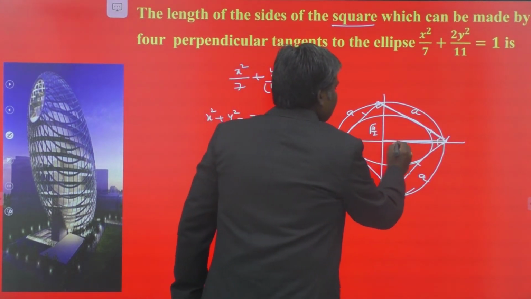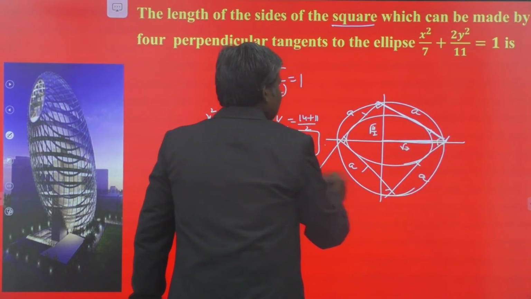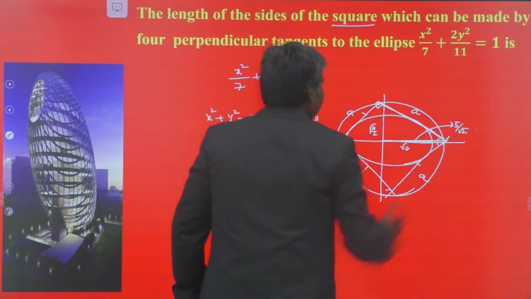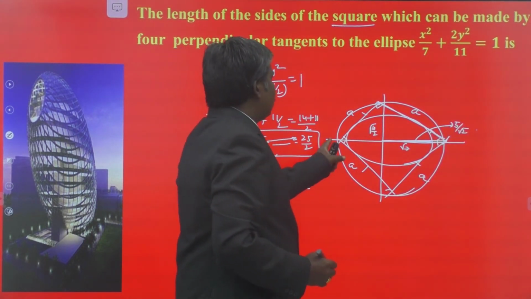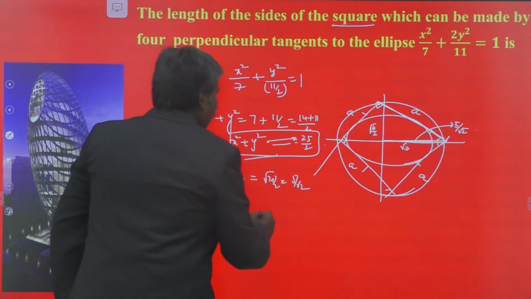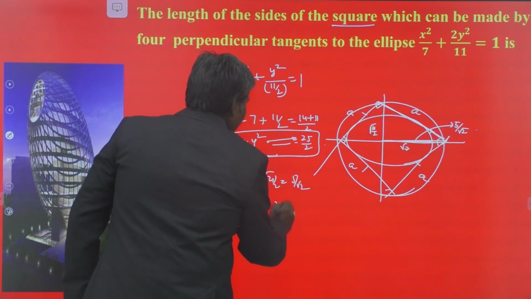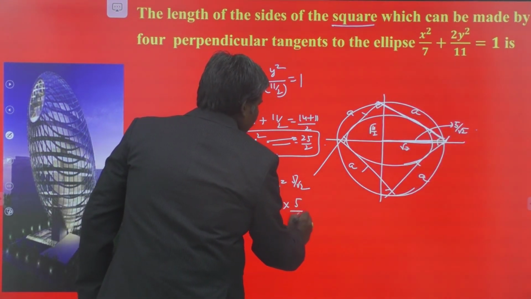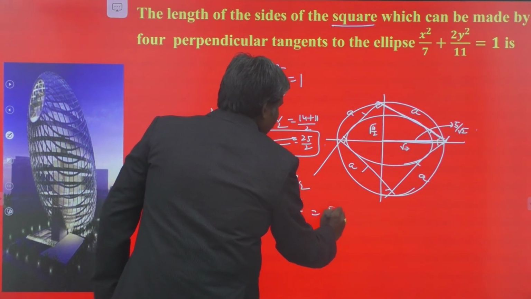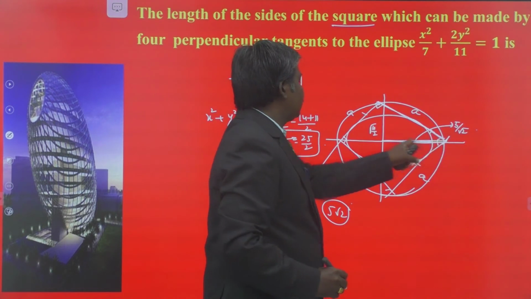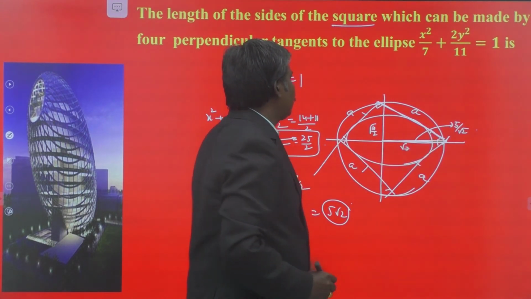The distance from here to here is root 7 and it is 5 by root 2. So the diameter of your director circle is what? 2 times 5 by root 2. Diameter D is equal to 2 times 5 by root 2, that is 5 root 2. Distance from here to here is 5 root 2.